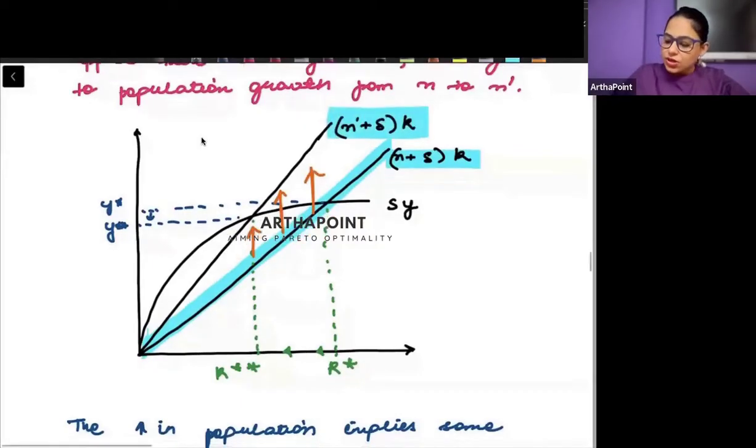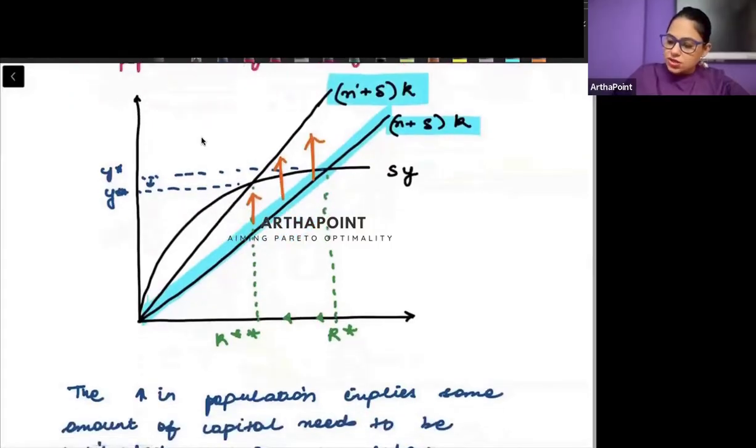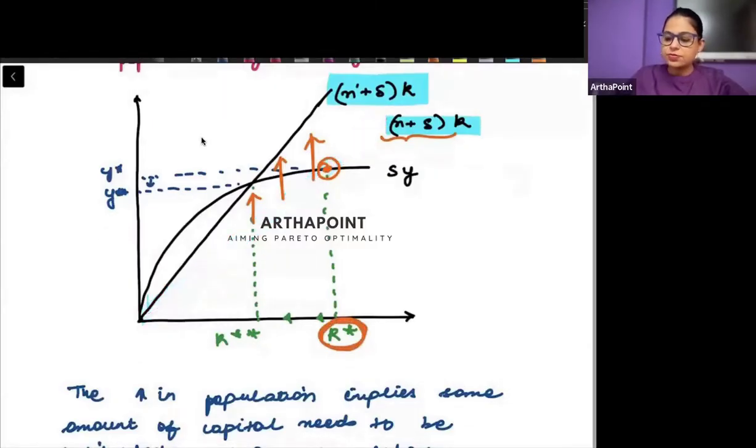Okay. Now, initially, when N was my rate of growth of labor, when we were growing at the N rate, then my steady state level of capital was achieved here at K star. This was my steady state. Okay. Now what has happened is that this is no more my curve. Okay. This is my new curve. This is the economy's curve.